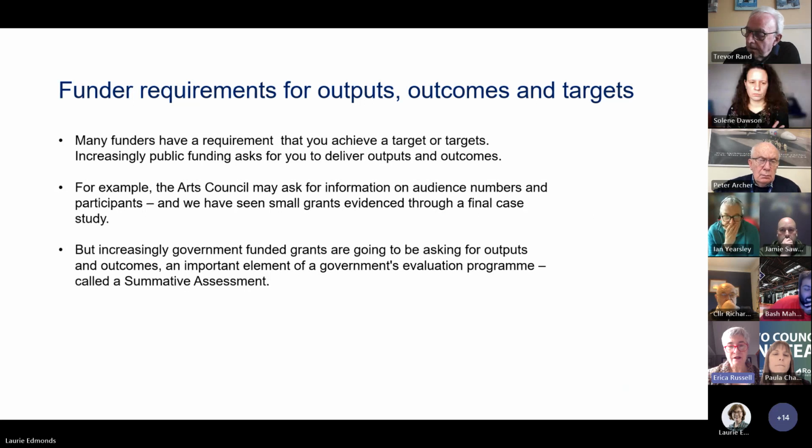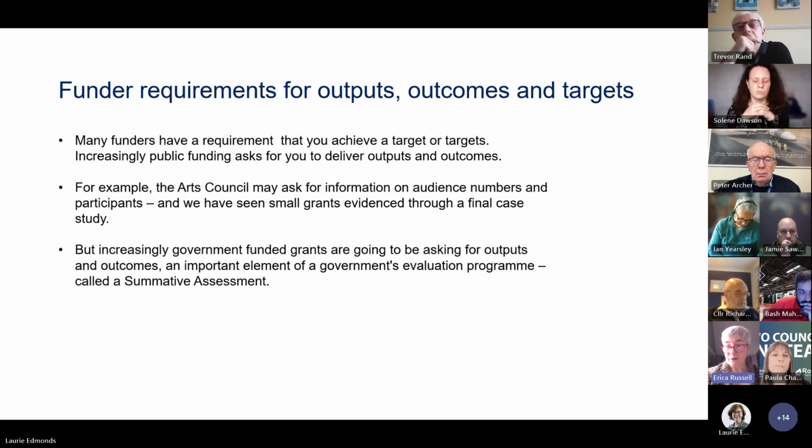Many funders have some kind of target or outcome that they're trying to achieve with their funding. The Arts Council might be wanting to see audience members or participants. There are different things that different funders, different charitable trusts, are looking for. It may well be that an outcome can be a number, or it could even be in some cases as simple as a case study. And we have seen examples of that in small charitable trust work.